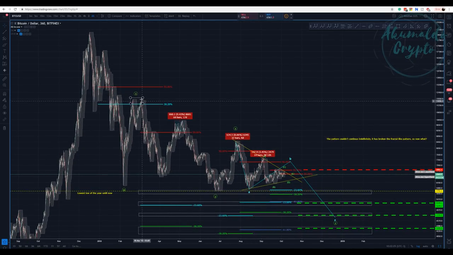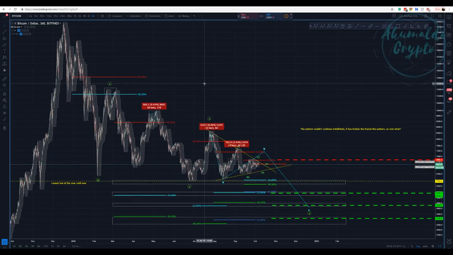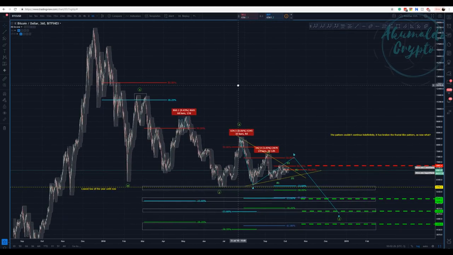Guys, what a difficult chart, isn't it? A lot of different counts, different options, different probabilities, and a lot of uncertainty. So we need to pay attention to everything we have. So I have presented this chart, which is quite telling in my opinion.